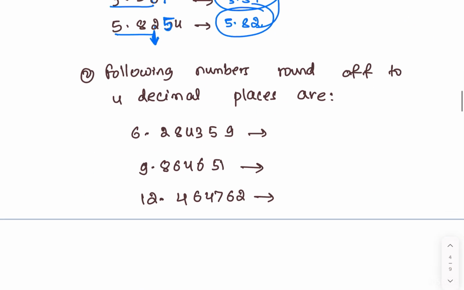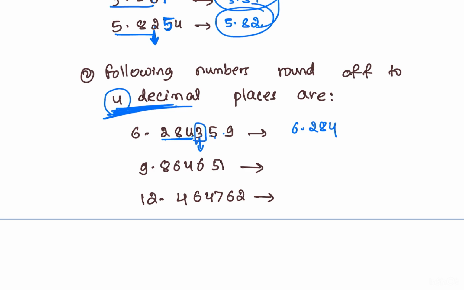Now we will see some more examples. Round off the following numbers to 4 decimal places. So after the decimal point we have to have only 4 digits. This has 1, 2, 3, 4, 5, 6 digits, so 6 digits are there. We don't worry about the first 3 digits after the decimal. We have to check the 4th and 5th. The 5th is 5, and the 4th digit is odd. We have to increase it by 1.